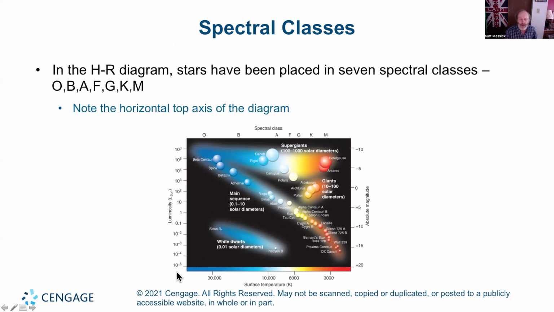Also over here, notice from the bottom up, we're going from dimmer to brighter. And you can be ultra hot and be rather dim if you're small, but you can be really hot and really bright. You can also be small and dim. So dim to bright is on this side. This is also the absolute magnitude.